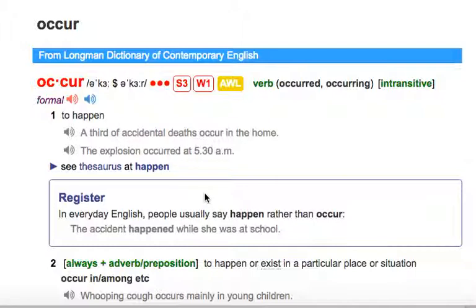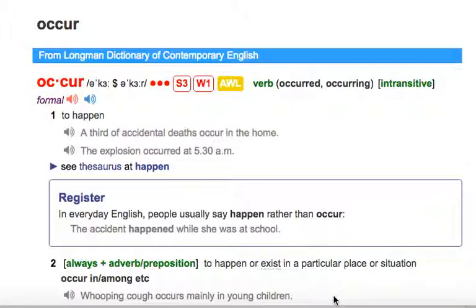Register. Register means how formal or informal. In everyday English, people usually say happen rather than occur. So everyday English is a conversation with a friend. Use the word happen for speaking and occur for writing. Occur is more formal. Here's an example of speaking. The accident happened while she was at school. If I was writing a police report, for example, I could change the verb happened to occurred.